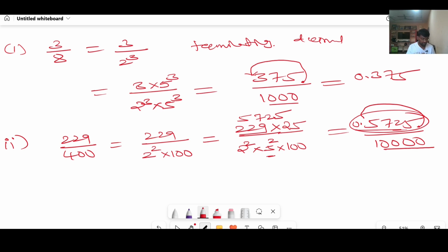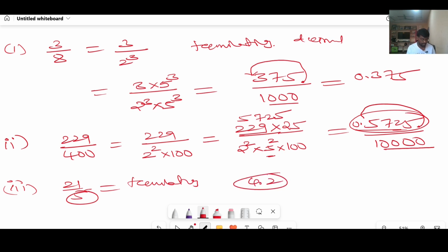And the next one, coming to the third question, is also a terminating decimal. You can convert that as a mixed fraction. 21 by 5, 5 power something, terminating. 5 fours are 20, 4.2 is the answer.